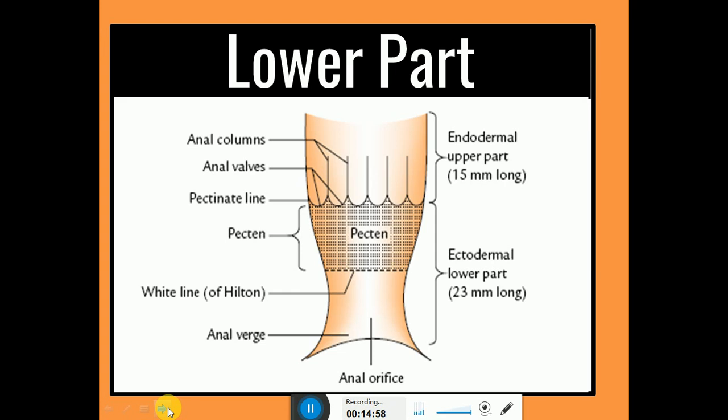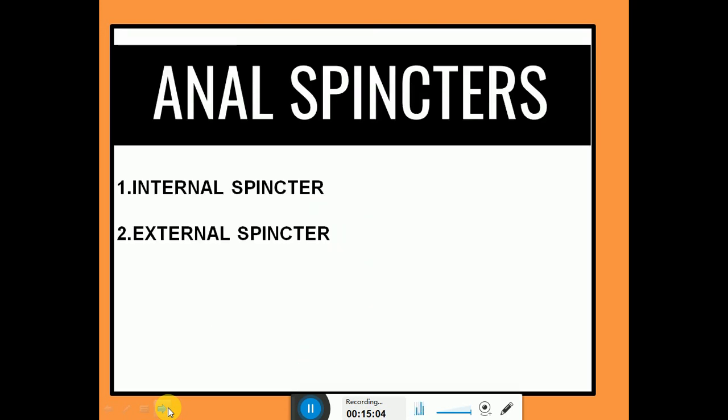So this is about the features of the upper part and lower part of the anal canal. Now next we are moving on to the sphincters of the anal canal. It has two sphincters, internal sphincter and external sphincter. Further, the external sphincter has three parts: deep part, superficial part and subcutaneous part. Their location can be understood by their names.